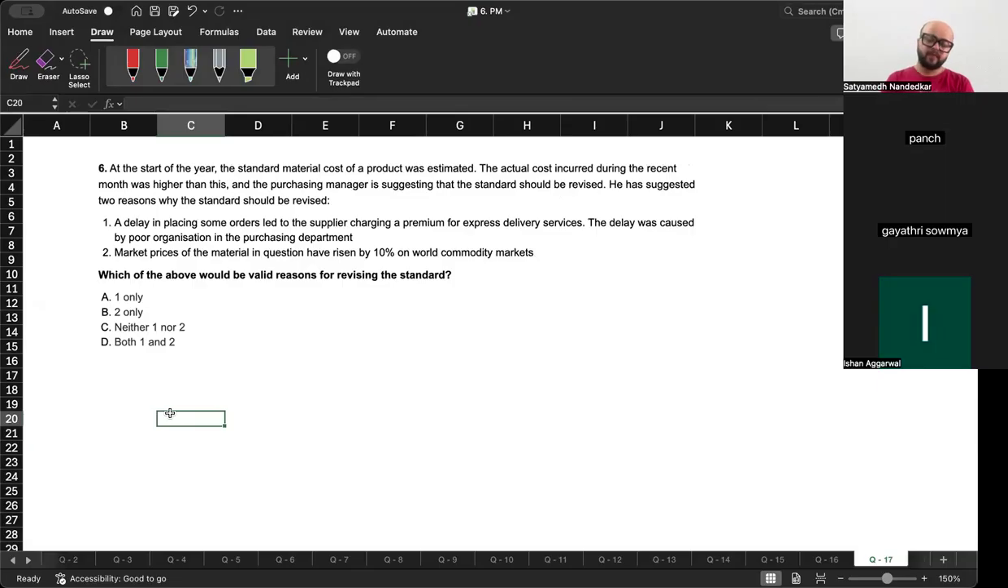Chalo, which of the following would be valid reasons for revising the standard? At the start of the year, the standard material cost of a product was estimated. The actual cost incurred during the recent month was higher than this, and the purchasing manager is suggesting that the standard should be revised. He has suggested two reasons why the standard should be revised. A delay in placing some orders led to the supplier charging a premium for express delivery services. The delay was caused by poor organization in the purchasing department. Market price of material in question have risen by 10% on worldwide commodity markets. Which of the following is a valid enough reason for revising the standard?